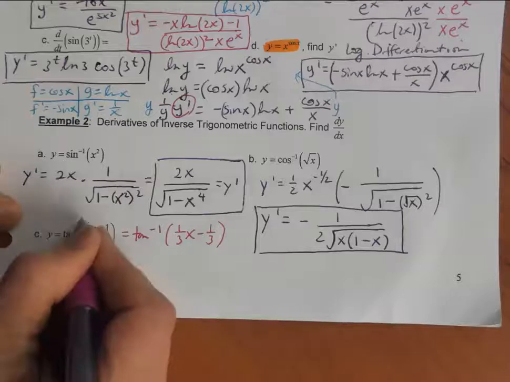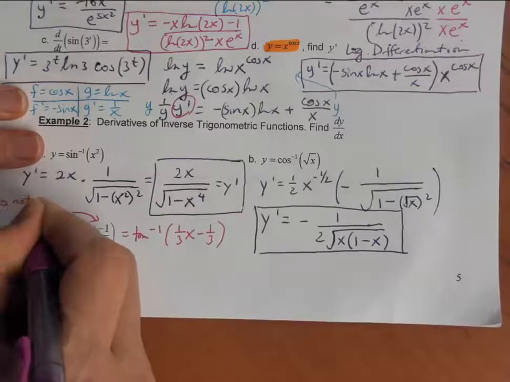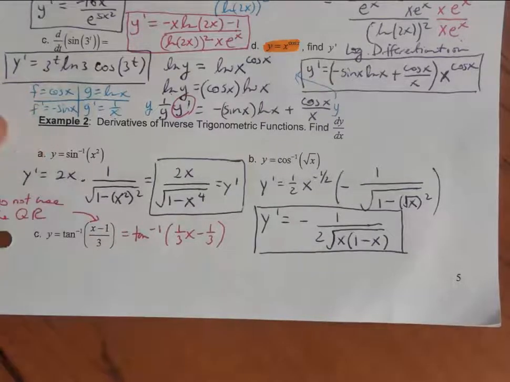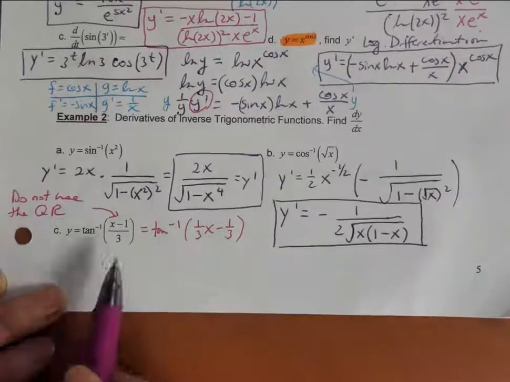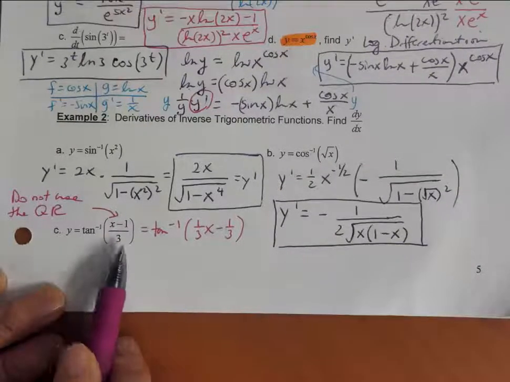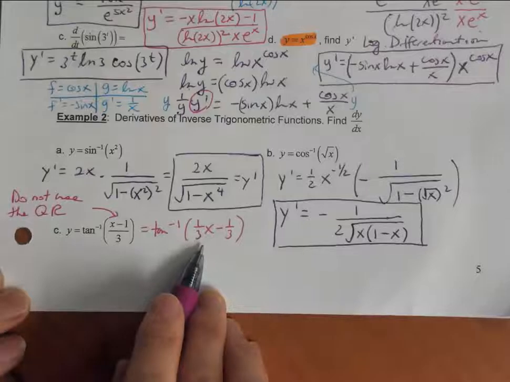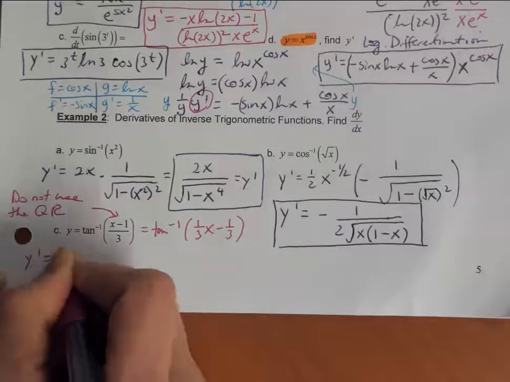All right, so why don't you make a note right here. Do not use the quotient rule. Okay, why? Because your denominator is a constant, and even if it was a single term, you would still want to just divide through on that. Okay, what's the derivative of the inner? 1/3. So y prime is equal to 1/3.